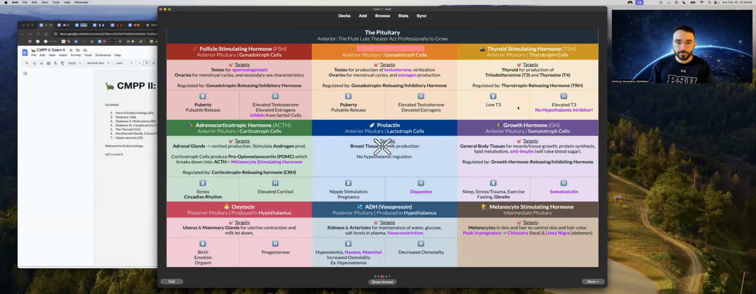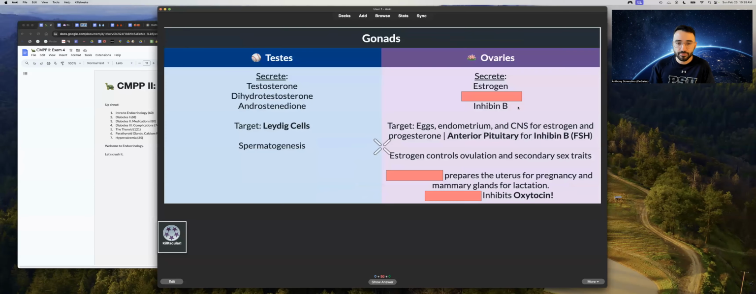Very good. So luteinizing hormone is upper middle. This is growth hormone. Testes for spermatogenesis lives with FSH. That's important. Upregulate is low T3. What causes it is high T3. Estrogen, inhibin, what's missing? Progesterone, which prepares the uterus for pregnancy and mammary glands for lactation, and it inhibits oxytocin.